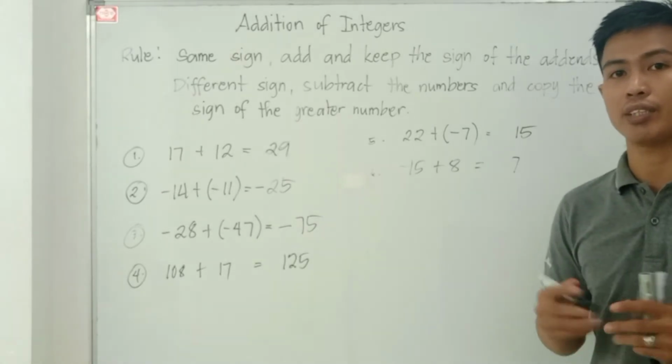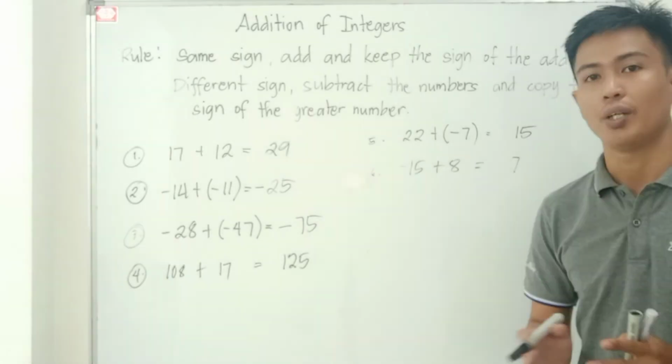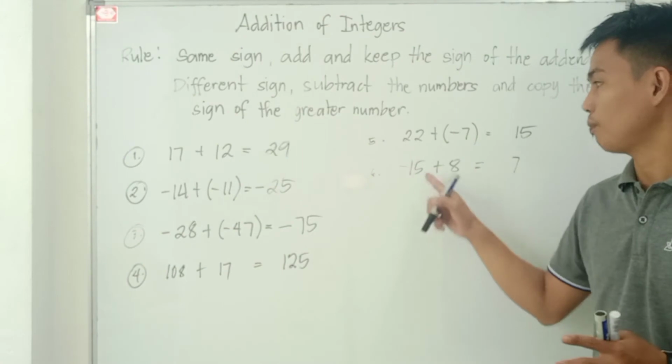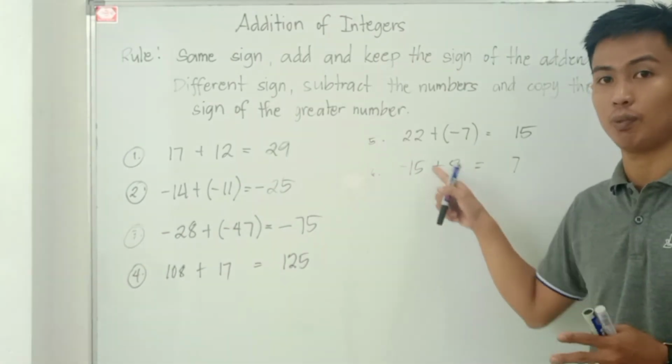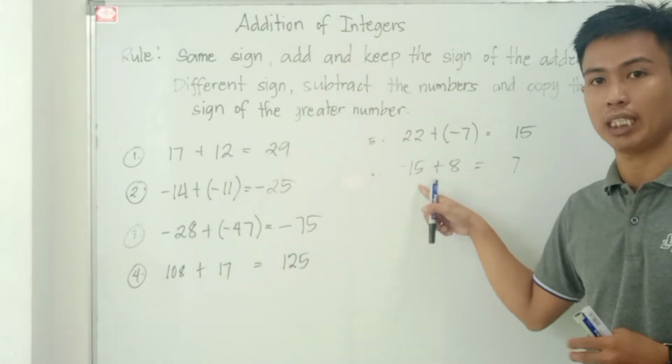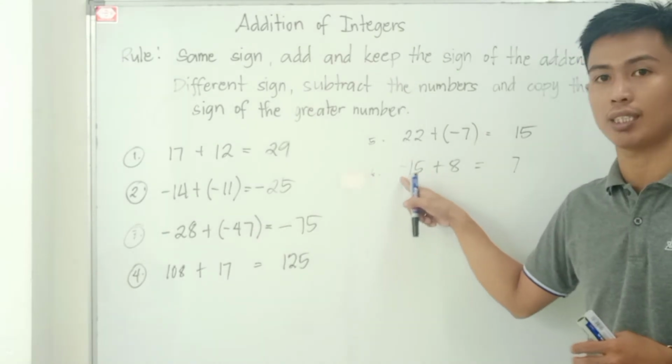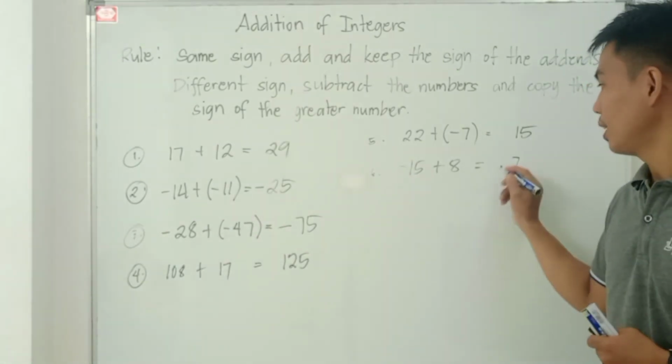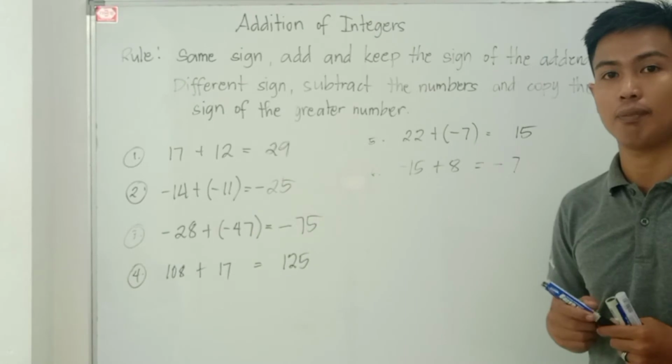So, for the final answer, kukunin natin yung sign ng mas mataas na number. At 15 at 8, ang mas mataas na number is 15. So, kukunin natin yung sign ng 15. And the sign of 15 is negative. So, therefore, the answer is negative 7.